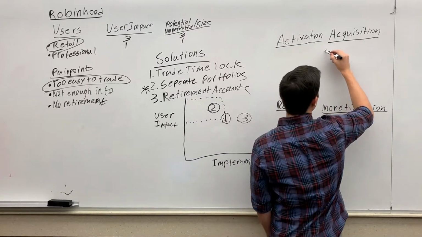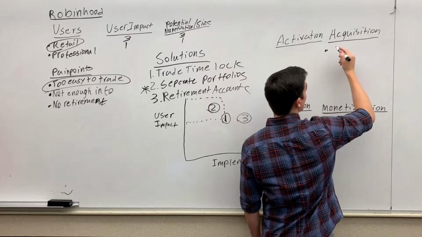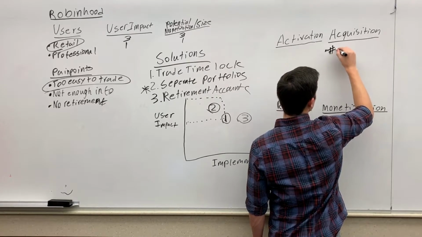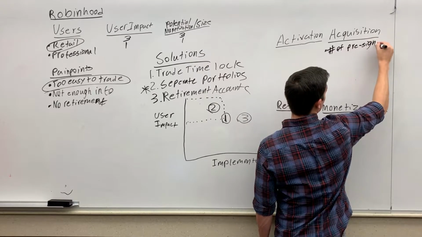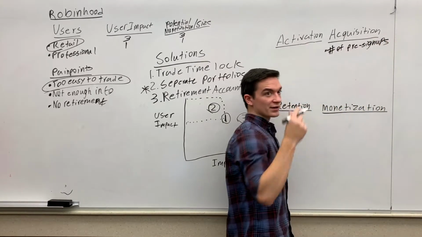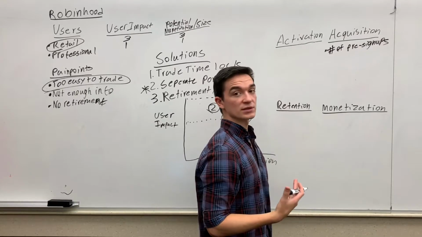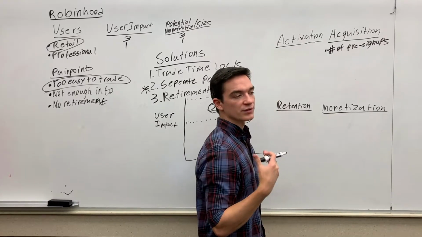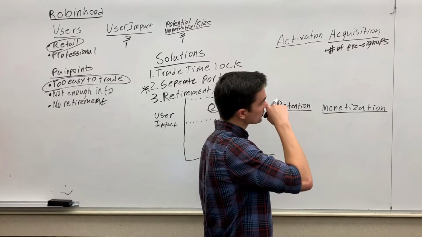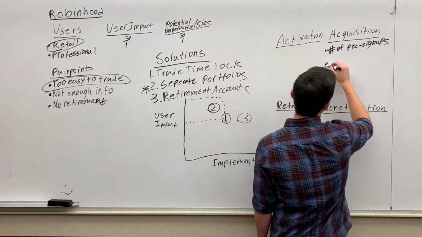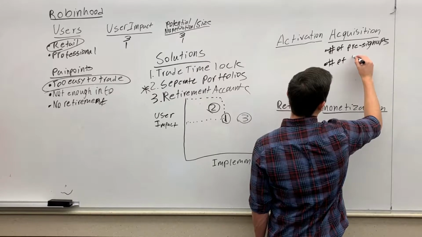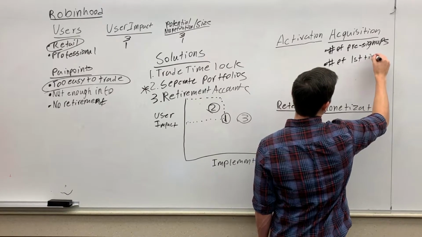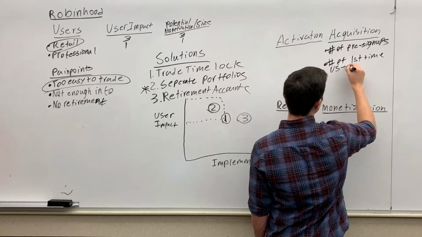So I think what we could do is track metrics like the number of pre-signups. So the number who sign up ahead of time. We could offer this feature on a waiting list type period, and that's typically the release style that Robinhood goes with. So I think that's a good one. Another one is the number of first-time users of the feature.